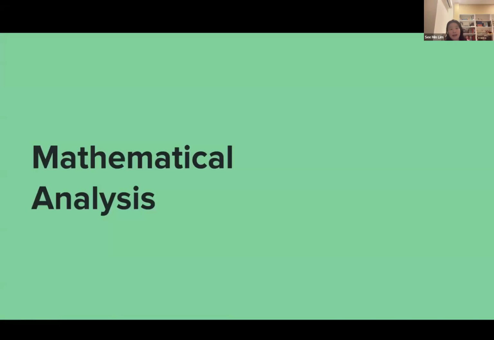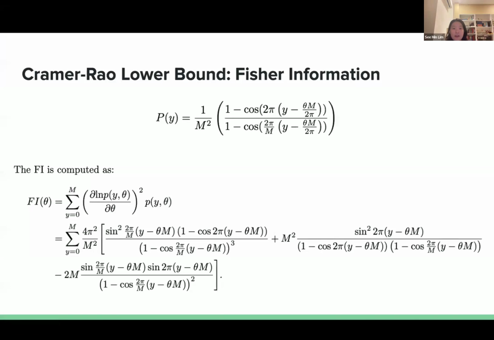We also did mathematical analysis on our method. We are interested in finding the Cramer-Rao lower bound because it can give us information on the mean squared error. In order to find this Cramer-Rao lower bound, we first need to find the Fisher information. This Fisher information can be found based on the probability of observing Y, through this formula here. And Christian has derived this equation for the Fisher information with respect to theta.